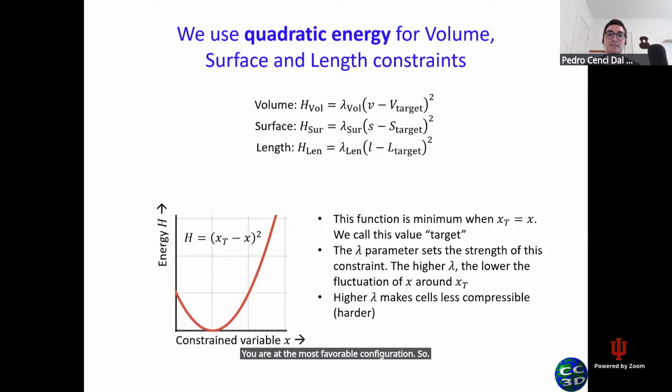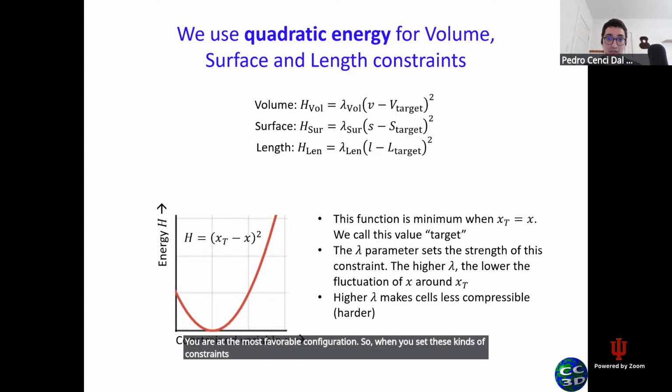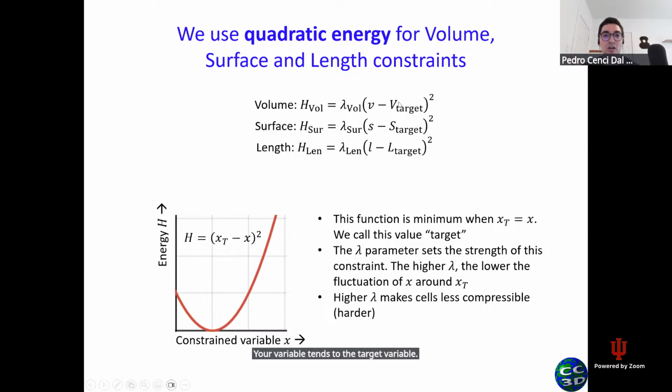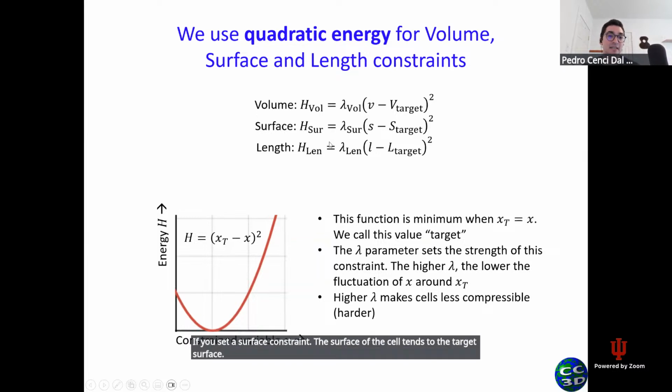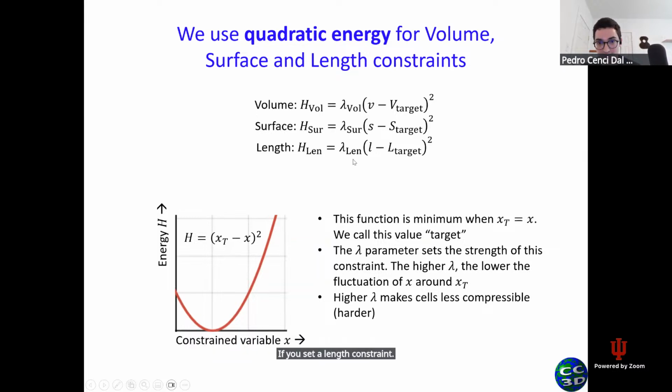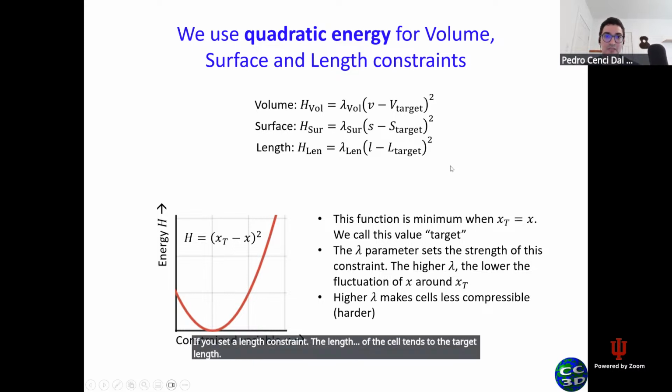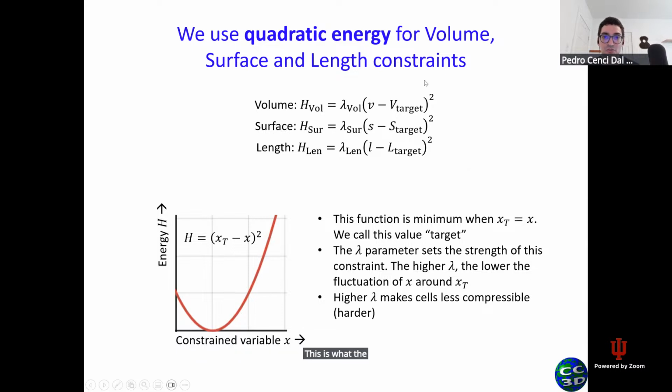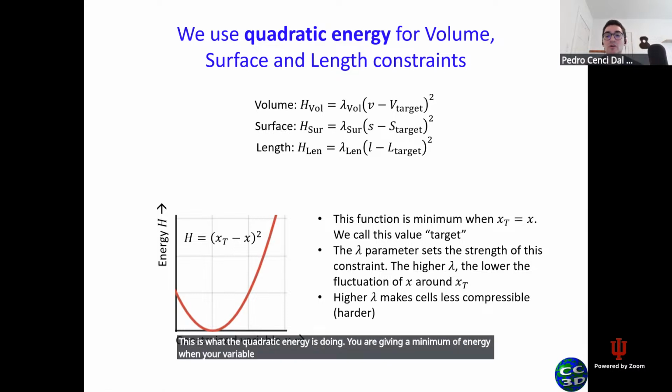So when you set these kinds of constraints, your variable tends to the target variable. For volume, you set a target volume, and the volume of the cell tends to the target volume. If you set a surface constraint, the surface of the cell tends to the target surface. If you set a length constraint, the length of the cell tends to the target length. This is what the quadratic energy is doing. You are giving a minimum of energy when your variable is equal to your parameter.